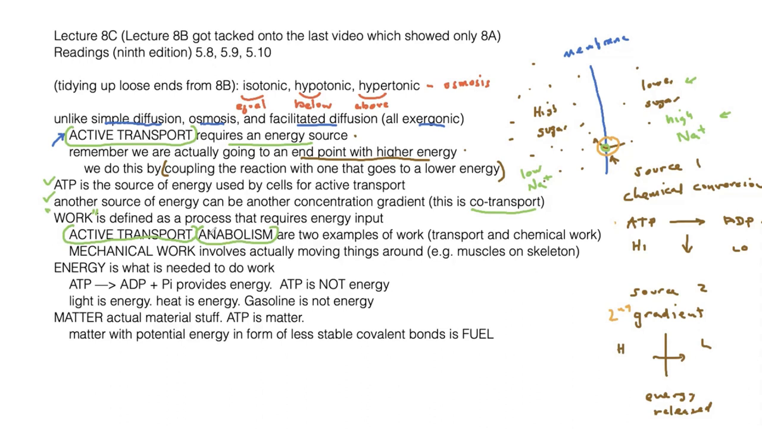And so here we're actually talking about two classes of work. We would call active transport work, and we would call anabolism chemical work, right? These are actually physical sciences terms, chemistry terms. We're actually seeing things move from an area of low concentration to an area of higher concentration, requiring energy, transport work.